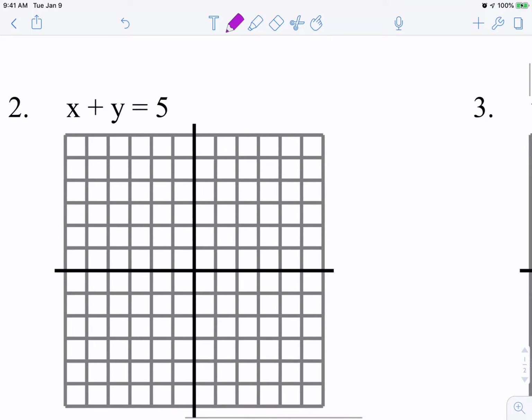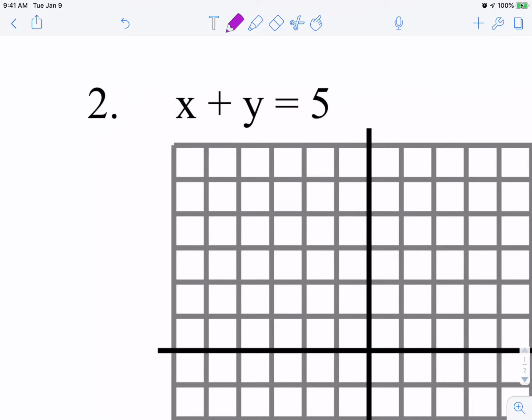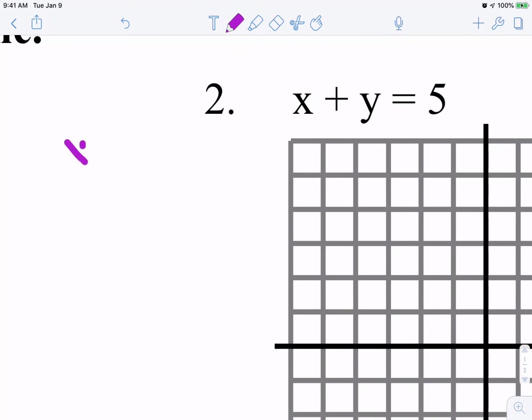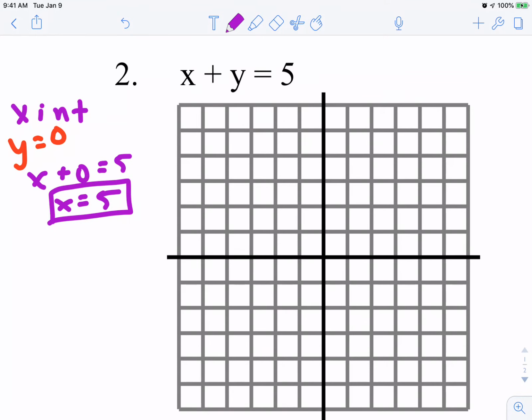So number 2. There's 2 things you can do for number 2. One, you can rearrange this so that it's y equals mx plus b. To do that, you have minus x to both sides, and you get y is equal to -x plus 5. The other way to do this is with the intercepts. To do the intercept, you must write out x-intercept. Remember, x-intercept is when y is equal to 0. So then x plus 0 is equal to 5, and x is equal to 5. Your x-intercept is 5, so I'll put a dot at 5.